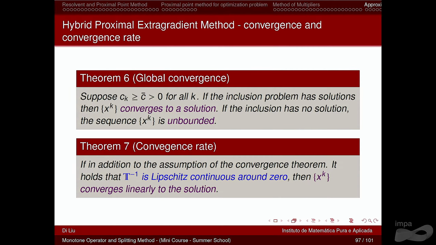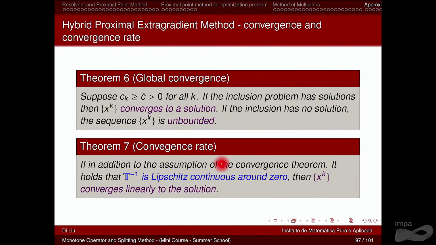First is global convergence. If we assume c_k is greater than c bar, which is strictly greater than 0, then the inclusion problem has solutions, and x_k converges to a solution. If the solution set is empty, if it has no solution, then the sequence is unbounded.